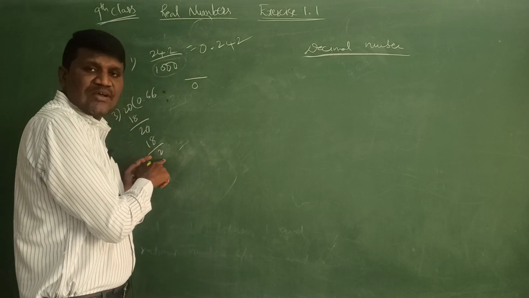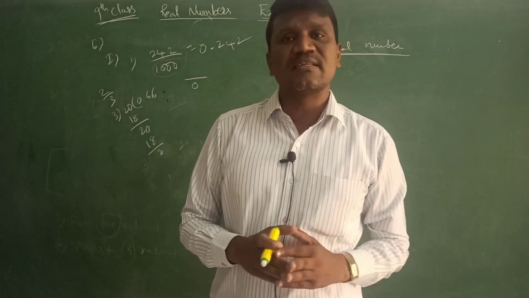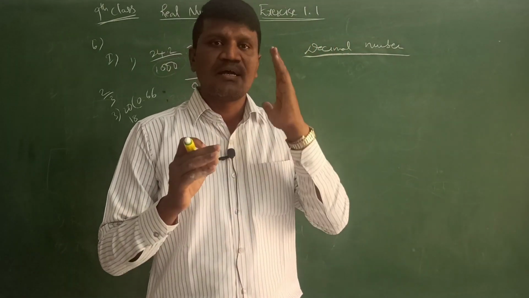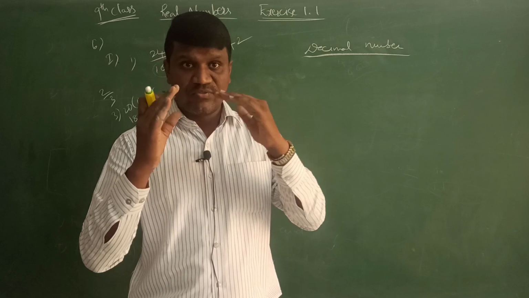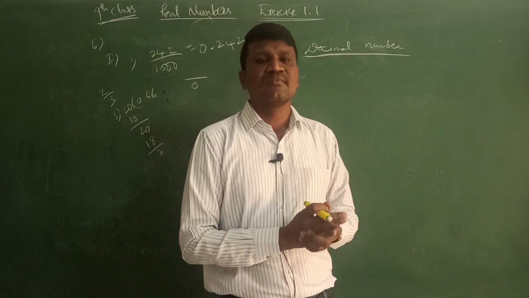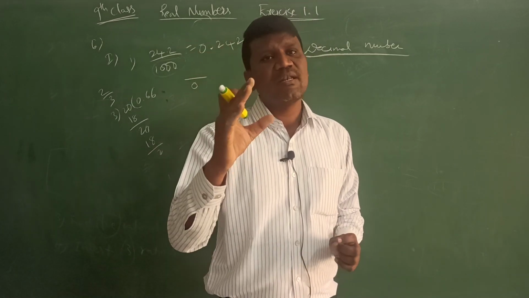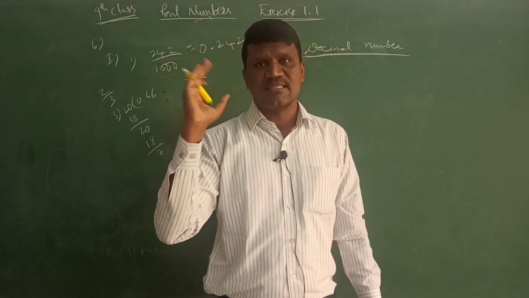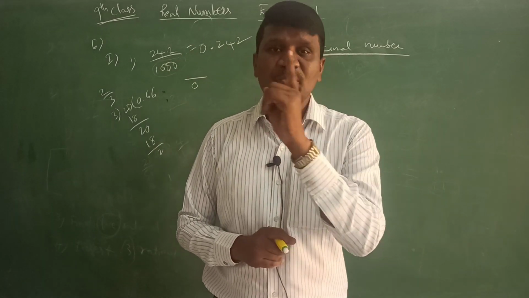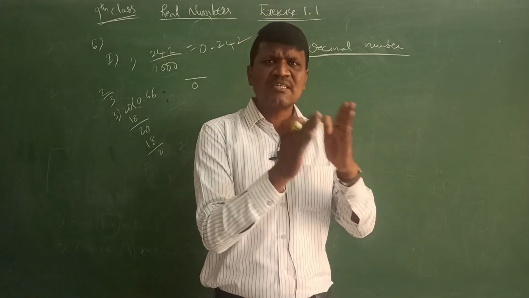Here the remainder we are not getting 0. If the remainder is 0, that decimal we call a terminating decimal. If the remainder comes 0, that means the dividing process is stopping. So if the division process is stopping, we can say that decimal is a terminating decimal. The word itself says terminating, terminates means stops.